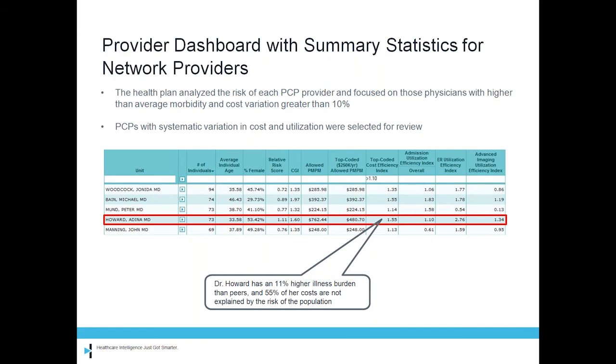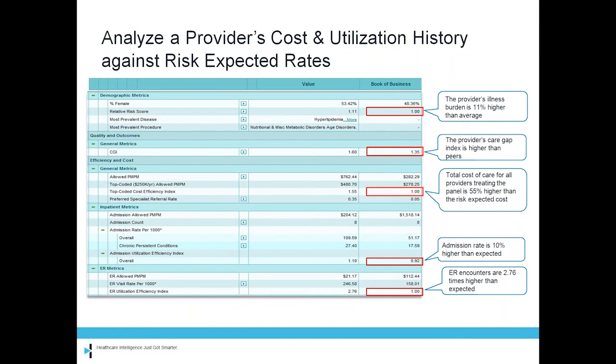But this is the provider view of the types of information that we can get to as far as looking at which docs are doing which things better or not than others. This next one is a shot from what's called the provider profile dashboard. And this is just a view of the provider's panel, percent female, relative risk score, most prevalent disease, most prevalent procedure, care gap index. So I'm going down. You can see how many admits they've had. Are their patients going to the doctor more or going inpatient? Again, they tend to be a top 5% or top 1% claimant, which is not good, among other stats.